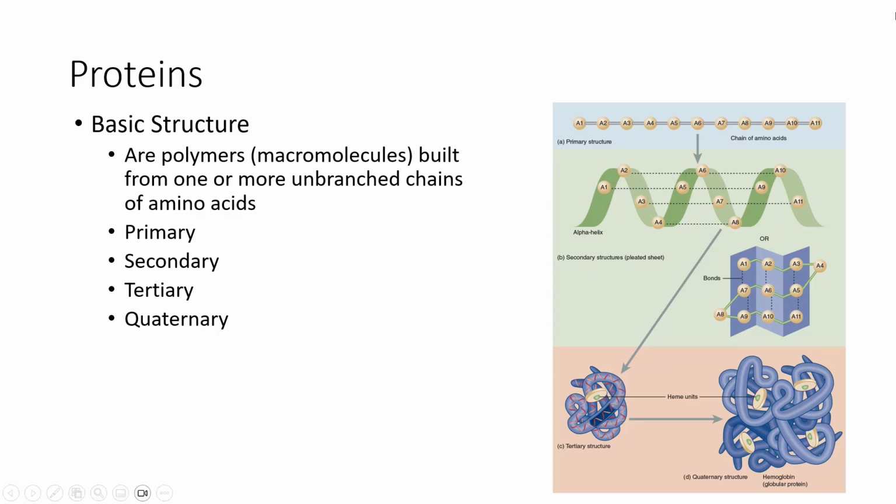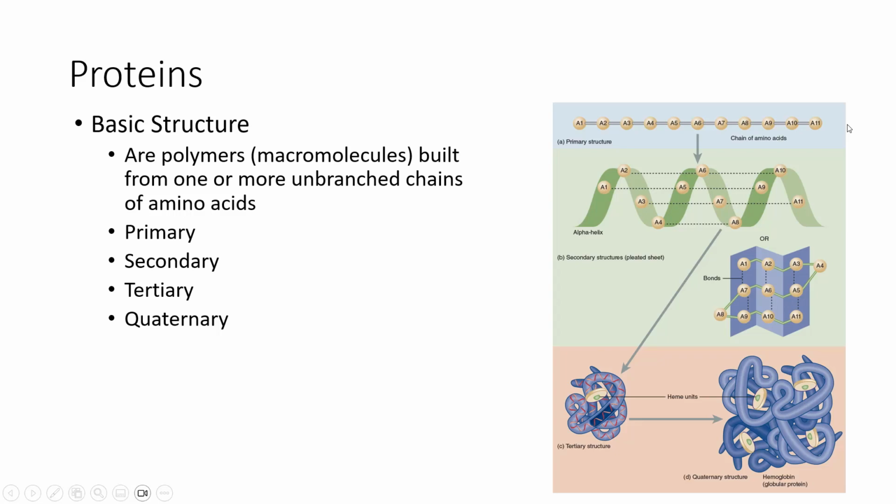So primary structure is simply the order of amino acids in the polypeptide chain. We call it a polypeptide chain. Poly means many. Peptide refers to the type of bonds that exist between adjacent amino acids. So polypeptide means many peptide bonds. We're joining many amino acids together.